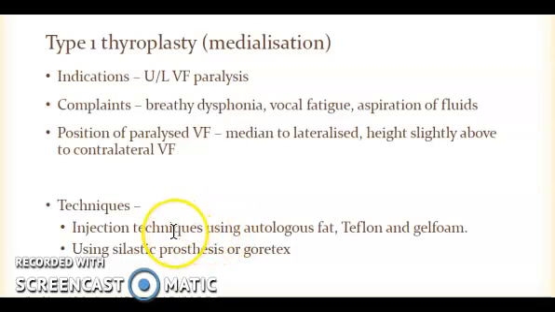there is a material which is injected to bring the vocal folds more medially. That material can be autologous fat, meaning the patient's own fat, taken from the upper and medial surface of the thigh, Teflon material, or gel foam. Any one of these materials can be injected into the vocal fold, bringing the vocal fold towards the midline. Using a prosthetic process or Gore-Tex is a recently done procedure, wherein a prosthetic material or Gore-Tex is inserted with minimal complications.